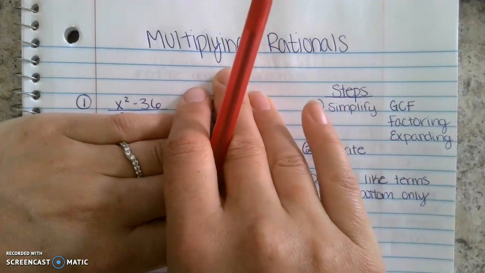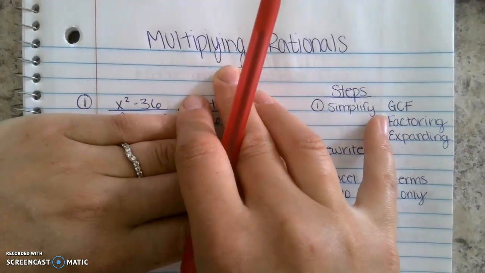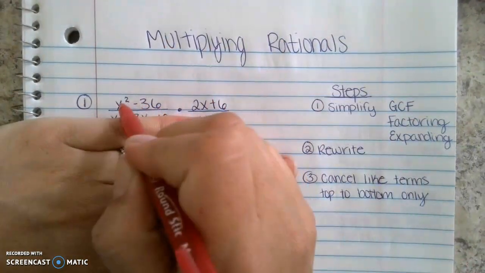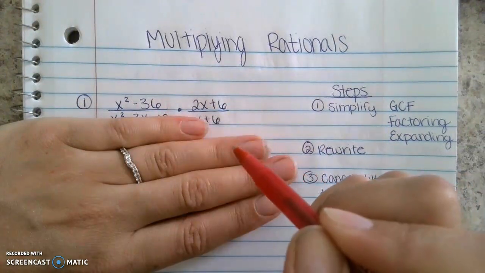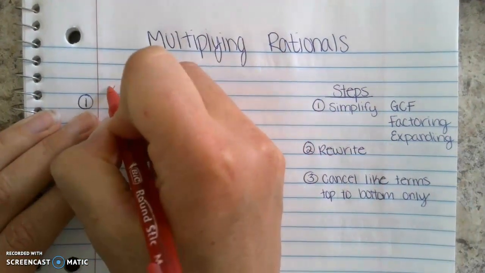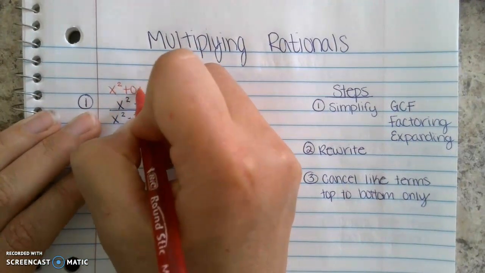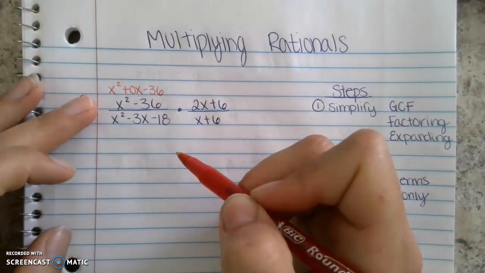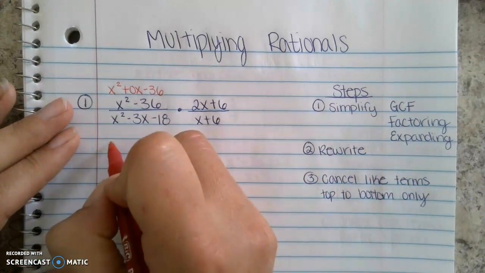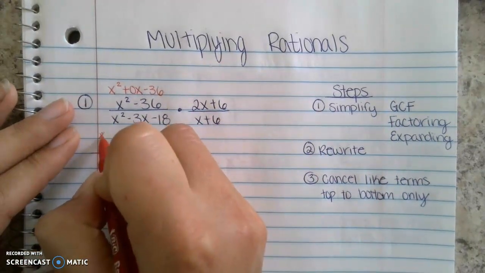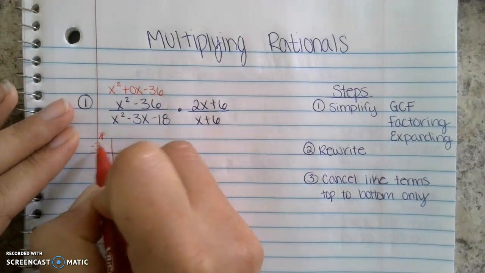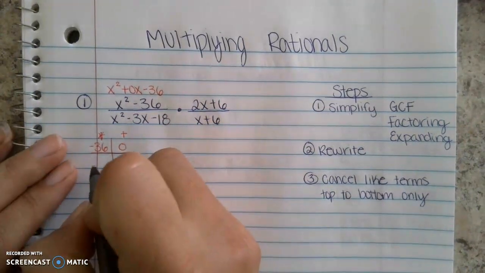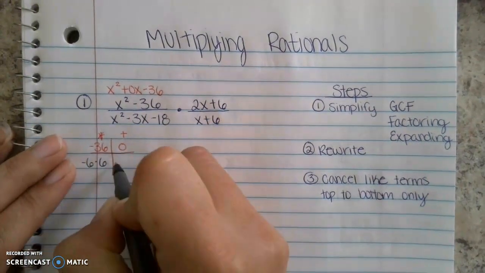Okay, is there a GCF here? Nope, no GCF. Can I factor this? Yes, I can factor this one. And if you're noticing x squared minus 36, remember this one's missing that middle term. So I could even rewrite this as x squared plus 0x minus 36. This is essentially the same thing here. So when I go to factor this, I can factor this into what multiplies to get me negative 36 that will add to get me 0. And so thinking through those options here, we should be getting negative 6 times 6.